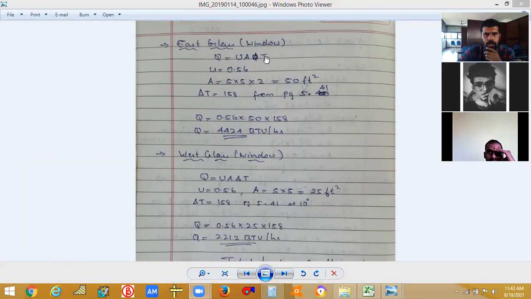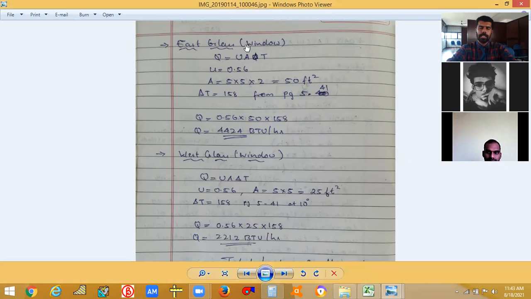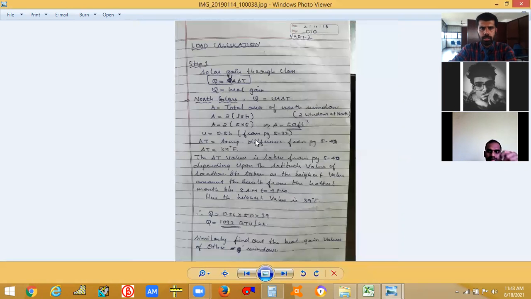Shall I show the previous page for 1 minute? Do you want the previous page or the other tabular column? This one. Do you want this page? Okay.